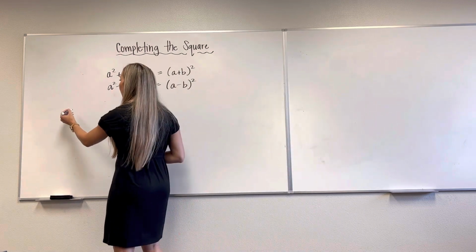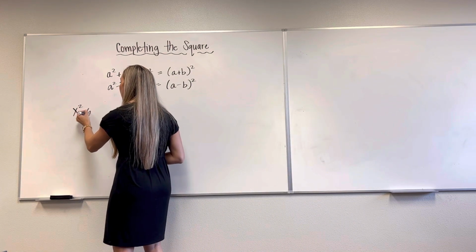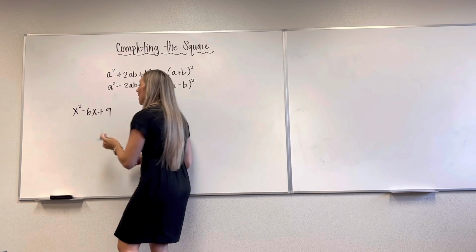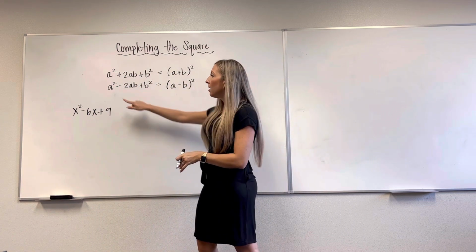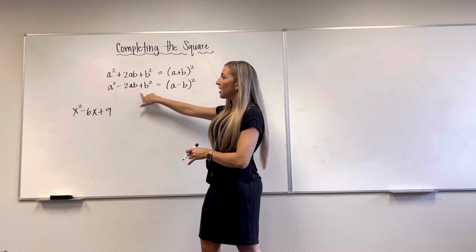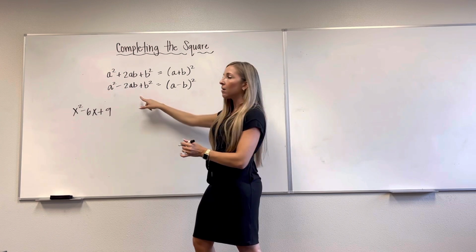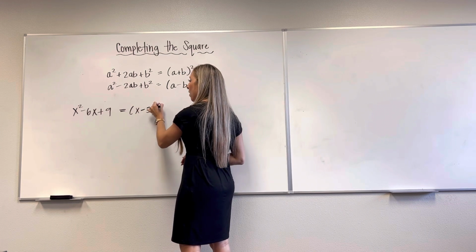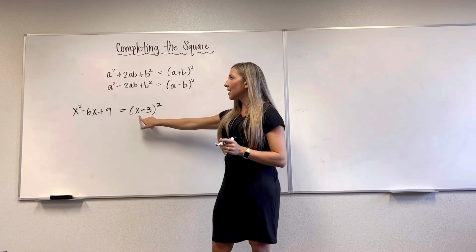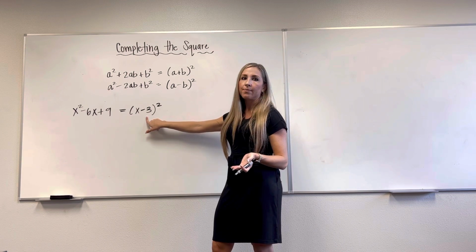So if you had, for example, x squared minus 6x plus 9, that is a perfect square trinomial because it fits this pattern, in particular this one, a squared minus 2ab plus b squared. I can factor it into x minus 3 quantity squared. So x is a, b is 3.